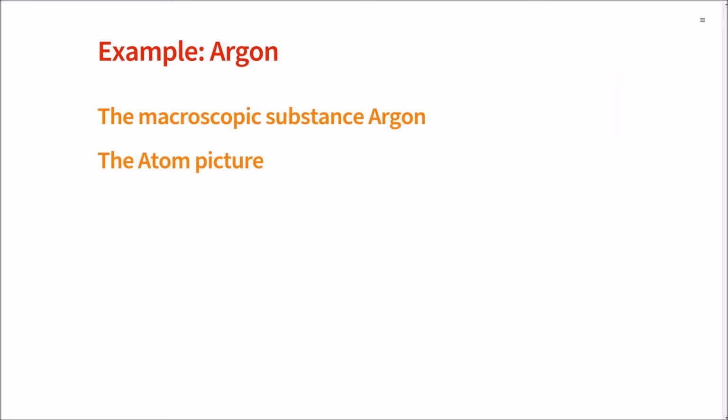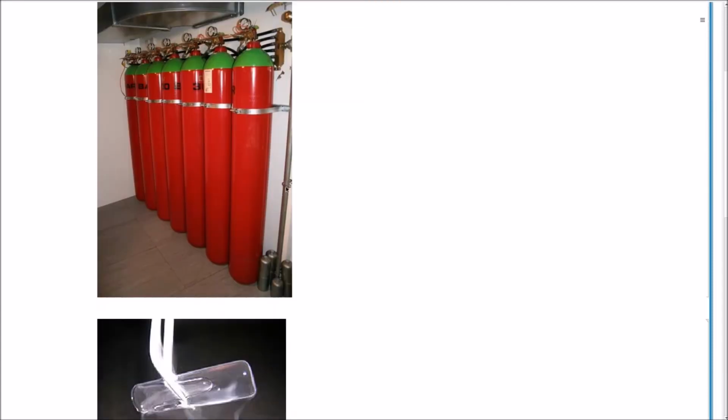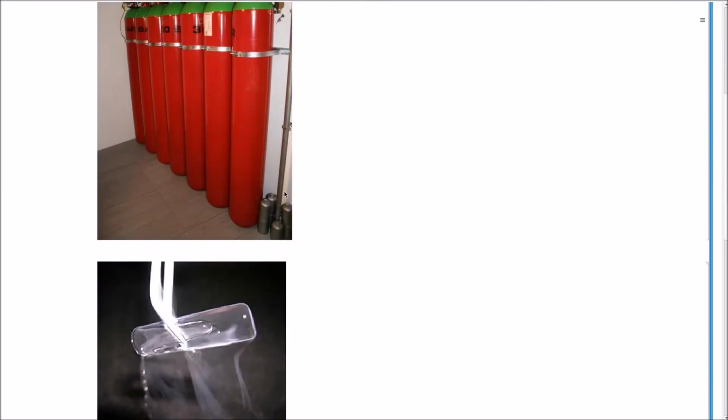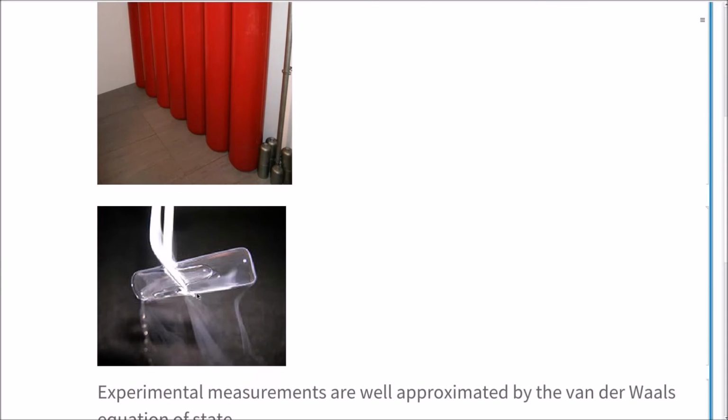So now we do actually what we've shown in all this derivation. We apply this to a real atom or real substance, and this is argon here. So argon is a noble gas. It's used for some technical applications, for welding, for example, or some other things. It can be compressed and liquefied below 150 degrees Kelvin. This is the critical point, and even if further compressed and cooled down, it can be solidified.